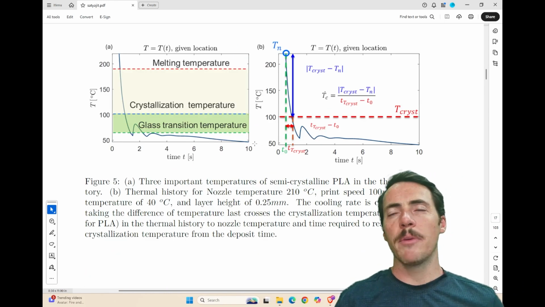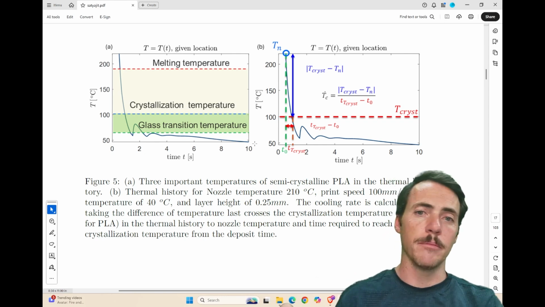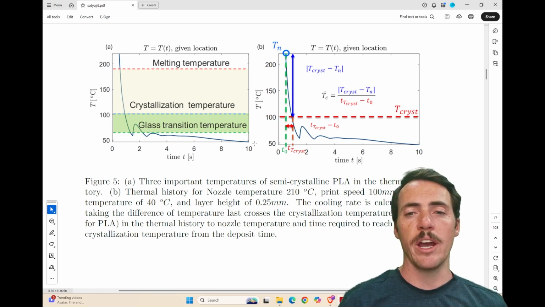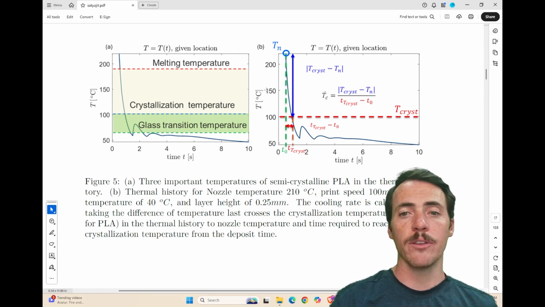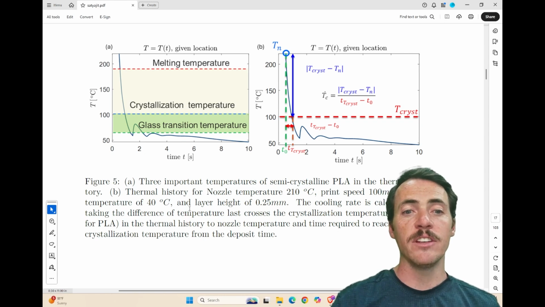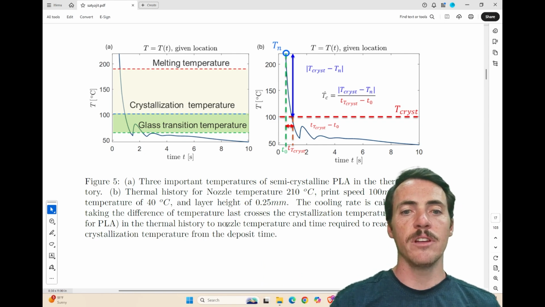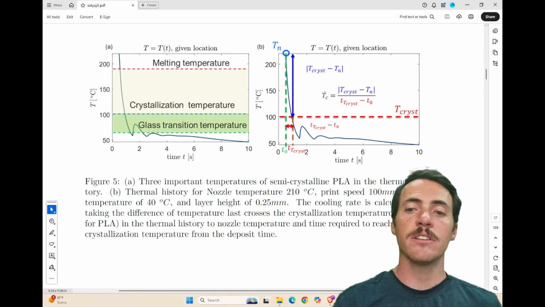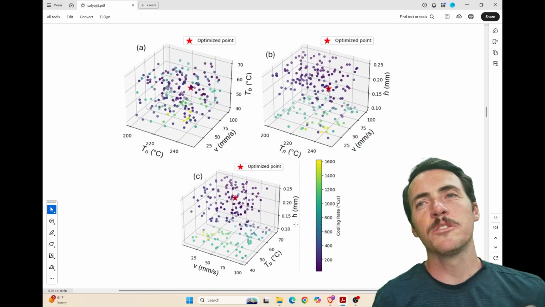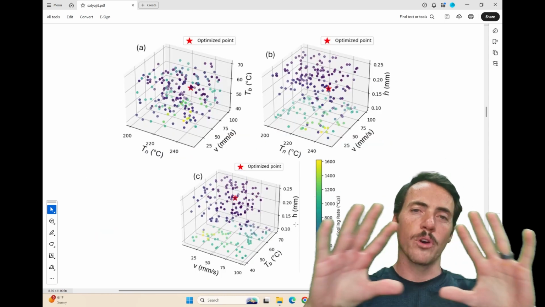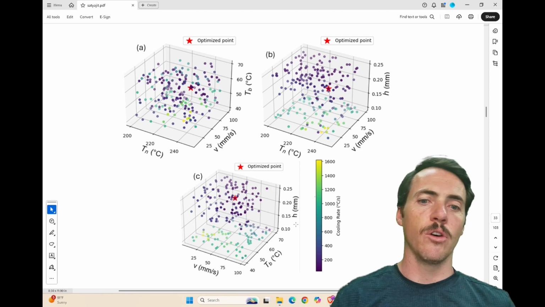One of the key parameters that they think is going to be important in their Gaussian process model is this cooling rate. And they show how they're actually able to calculate the cooling rate. It says right here, it's calculated by taking the difference of the temperature last crosses the crystallization temperature, 100 degrees for PLA, in the thermal history to nozzle temperature and the time required to reach that final crystallization temperature for the deposit time.